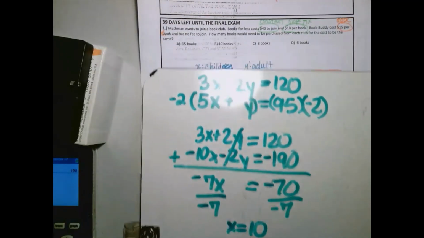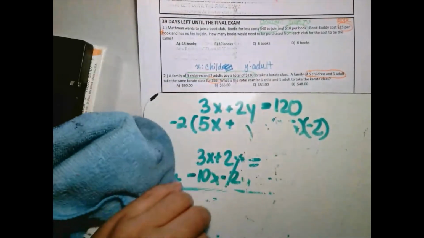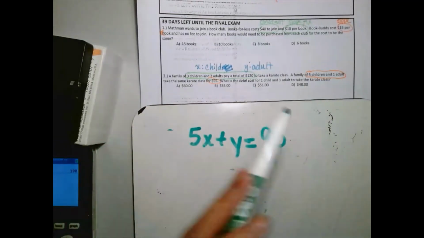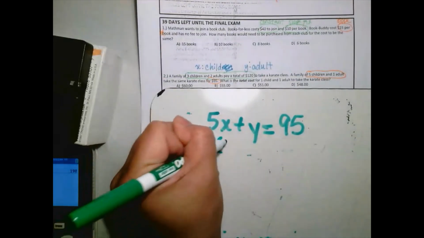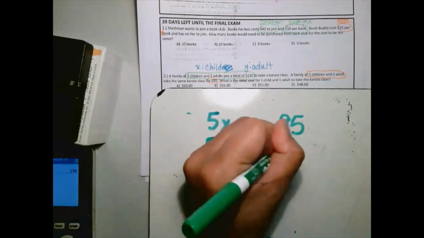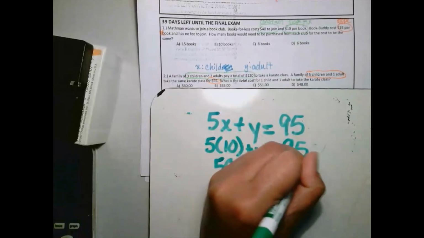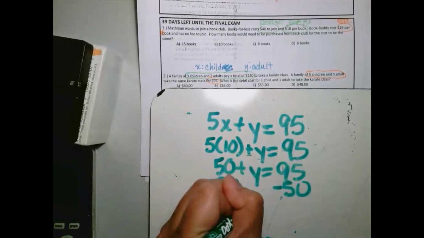Okay, we're almost done. You should have this down as part of your work. Since one of the original equations, the 5 children and 1 adult, was 95, and you can pick any equation out of the two, if I know x is 10, which I solved for, I just got to plug that back in for x, and I should be able to figure out what y is. So 5 times 10 is 50, plus y equals 95. And then you're going to solve for y by subtracting 50 from both sides.